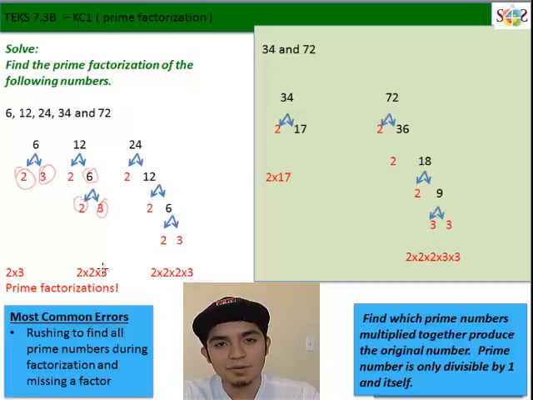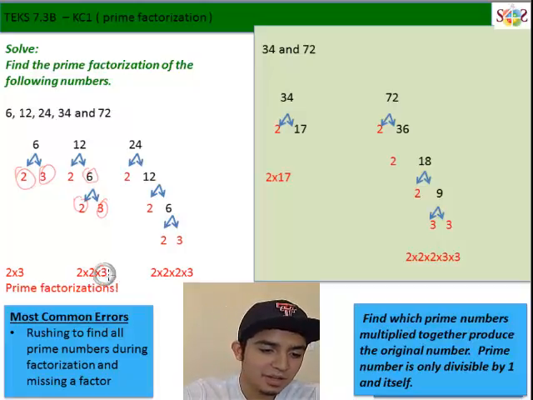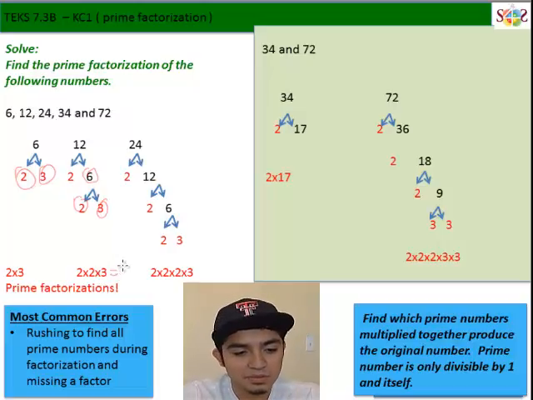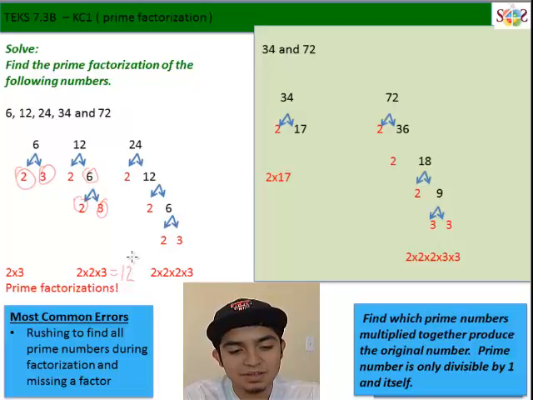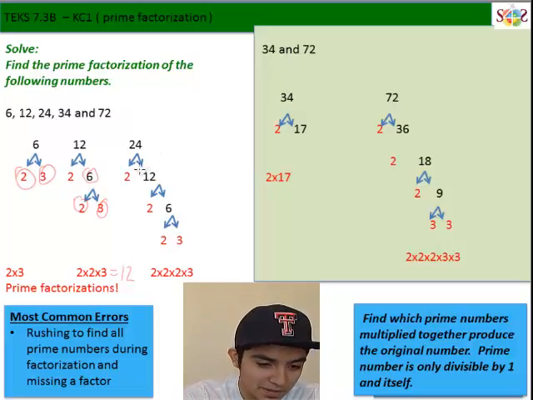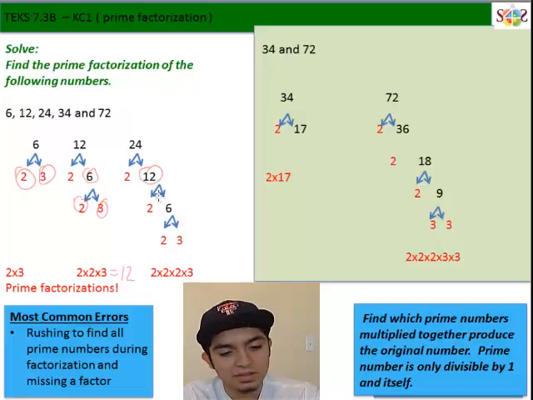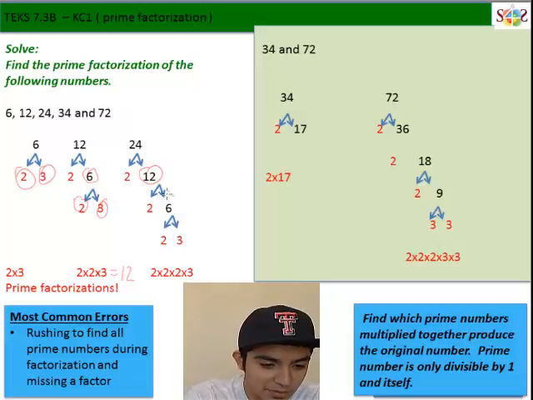Then we have 24, and we're going to do the same process again. We're going to divide 24 by 2, so it's going to give us 12. Then we're going to divide 12 by 2 again, since 12 isn't a prime number. Then it's going to give us 6. Then we're going to divide 6 by 2 again, which is going to give us 3.